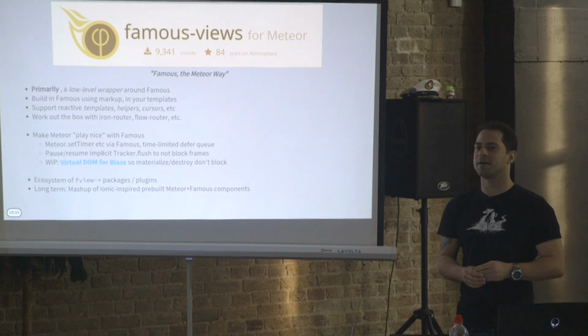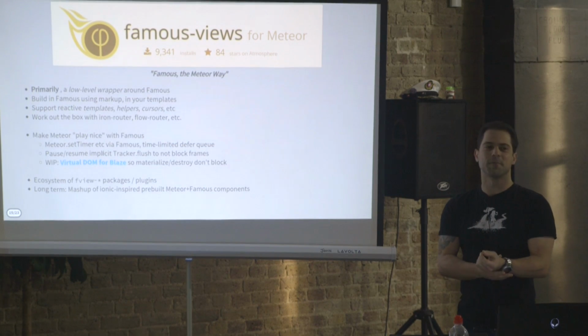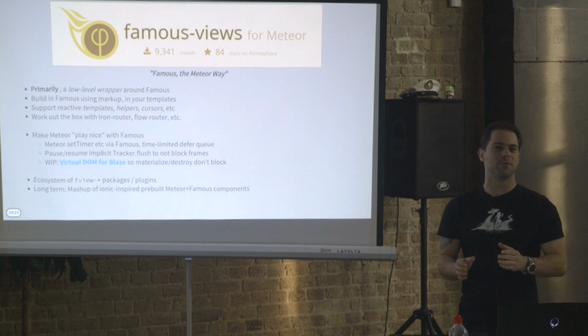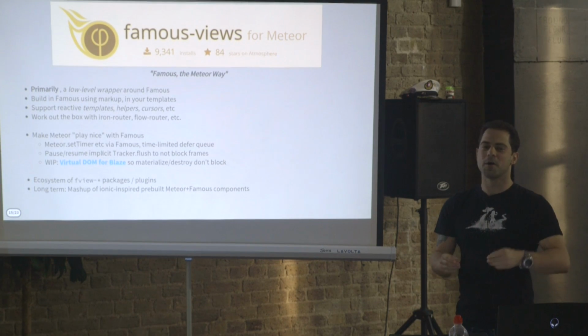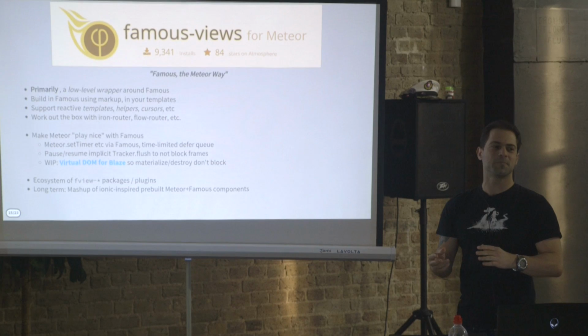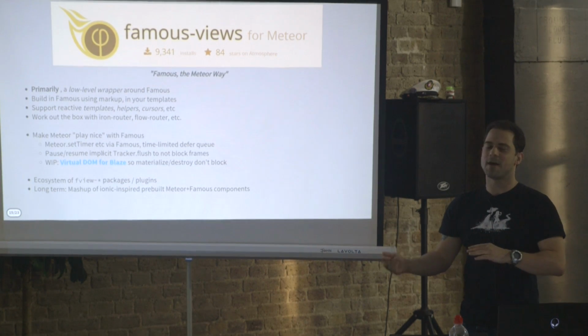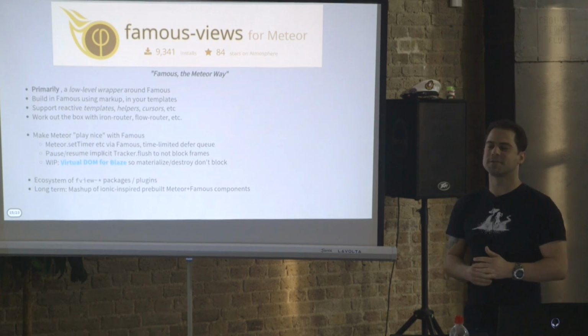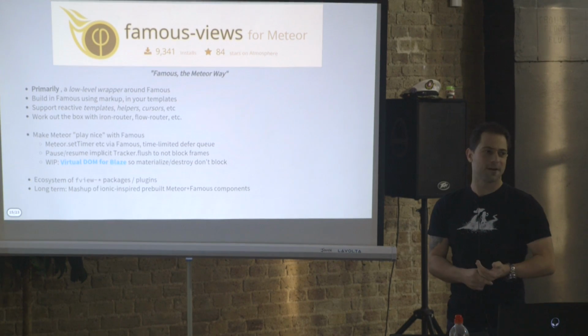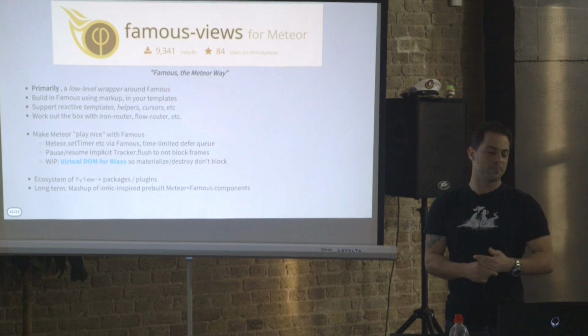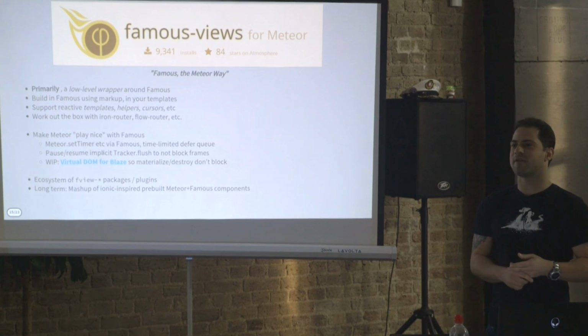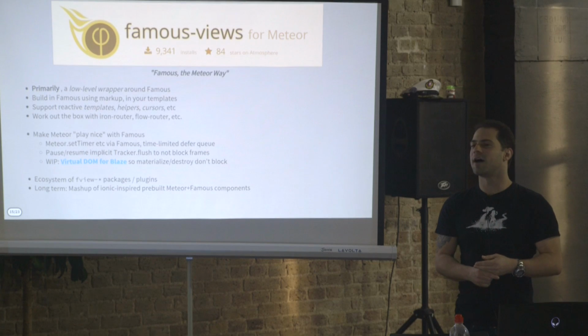We have like a defer. We handle Meteor defer in a way that we queue up all the deferred functions. Every frame, we start running them, and then if we see we're taking too long, we pause that queue, render a frame, and then carry on where we left off. And we do exactly the same thing with implicit flushes of Tracker, for those who know Tracker well. The only problem, of course, is if you have a single running reactive function, which can block for more than a few milliseconds.